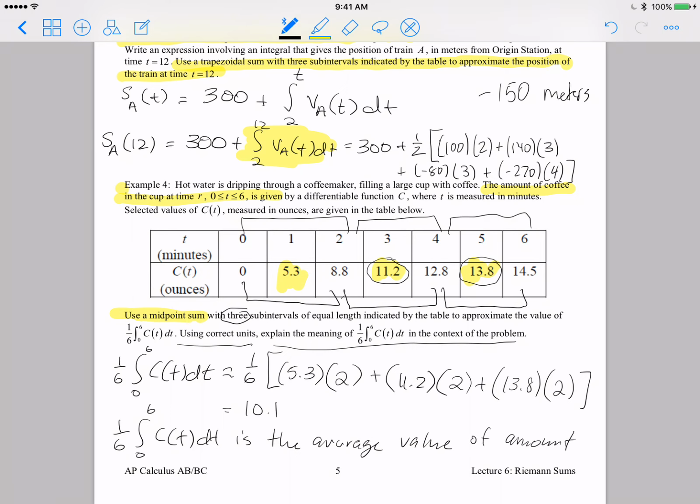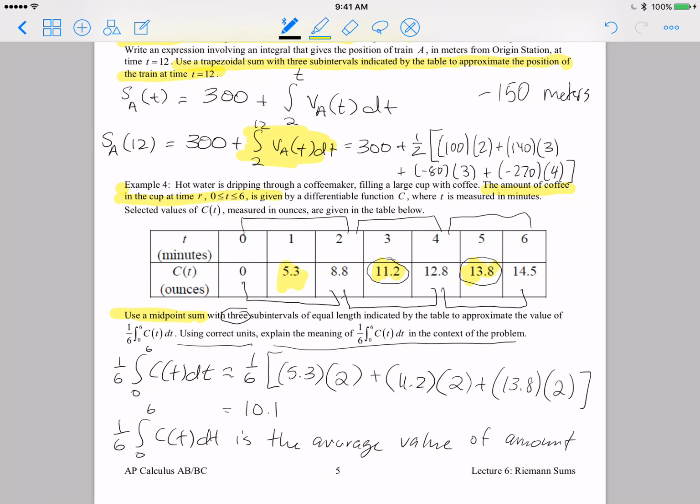And let's see what unit that's going to be in. That's going to be in ounces from t equals 0 to t equals 6, and we're talking about minutes as far as time goes. Okay, so there's the midpoint sum. We just did the trapezoidal sum in the problem up there, so let me know if you guys have any questions on that.